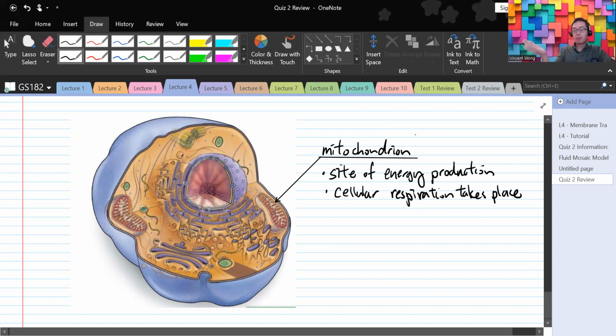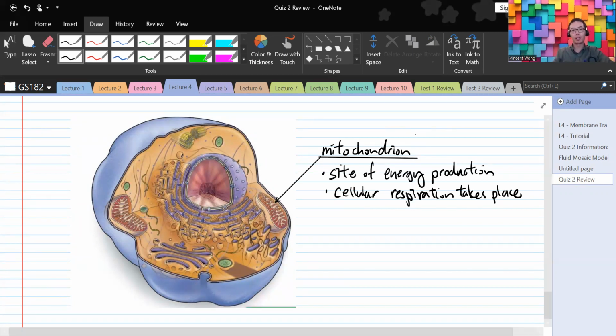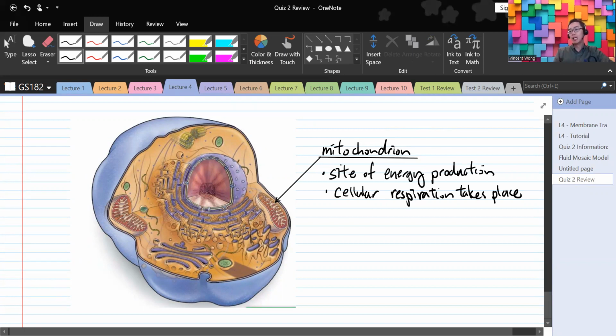It's a double layer membrane: outer membrane, inner membrane, and all the structures associated with it. For something like a muscle cell, you would expect to have a lot of mitochondria because of the high energy demand, right? There's another mitochondria here.